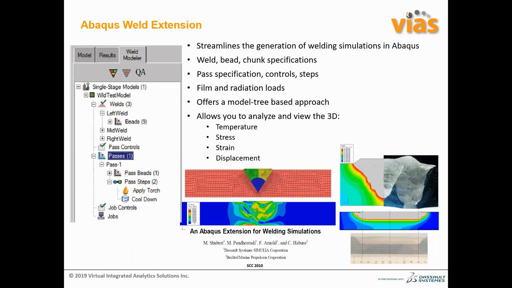So you will specify your weld bead and all the path specification, the controls, the steps, the film and the radiation parameters. It looks model-tree based, as you will see in Abaqus, there is a model tree, so it keeps the same sort of visual thing. It allows you to analyze. You will find the temperature, the stress, strains and the displacement. So you will find the residual stresses, the temperature profile and the distortion.